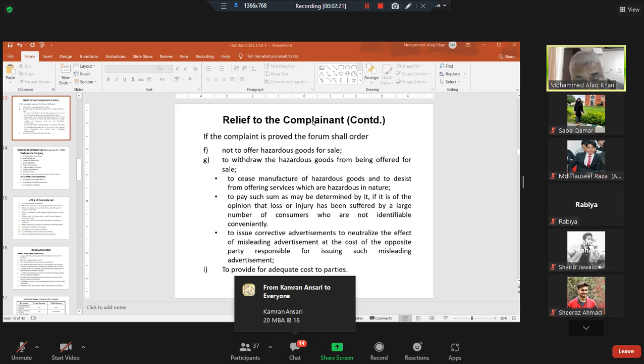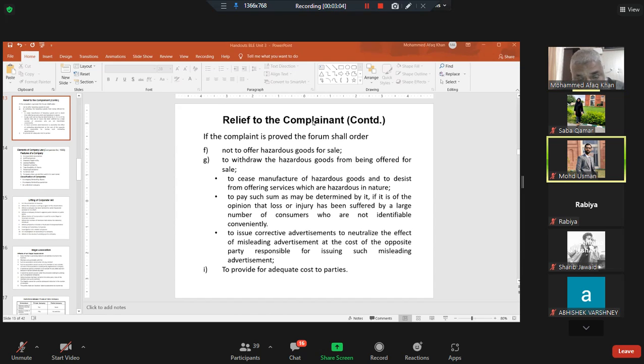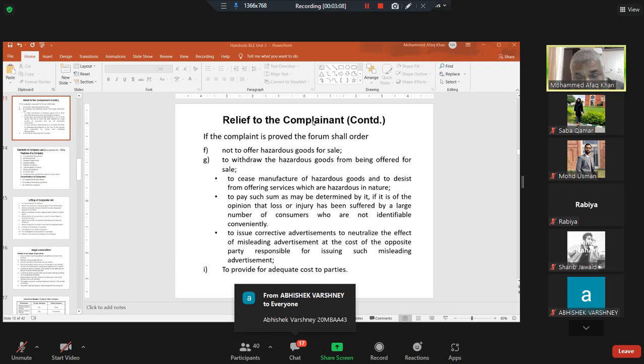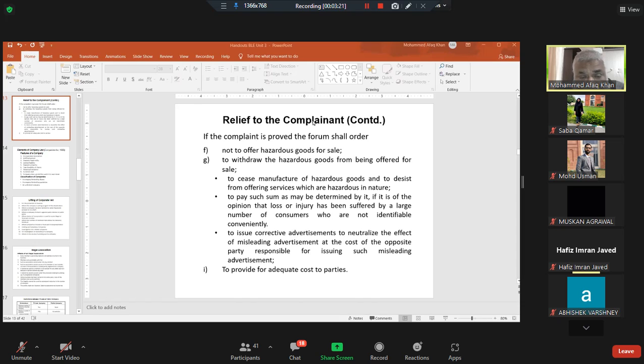So sometimes companies falsely give misleading quality standards of their products, and sometimes they make comparisons with other products, and they try to make the consumers believe that their products are much more superior than that of the competitors. So such advertisements, where the benefits may have been overstated, have to be removed. Number one. Number two, corrective advertisements have to be issued at their own cost. And last, to provide for adequate cost to the parties.